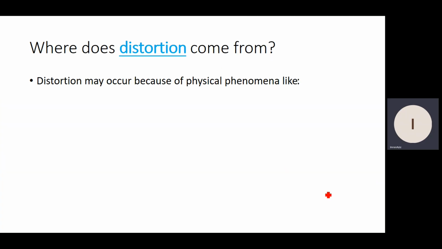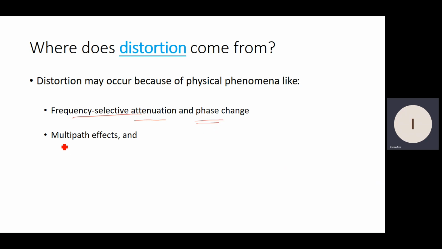So where does the distortion come from? The main reason for distortion is frequency selective attenuation. Different frequency components have different attenuation, and also different frequency components have different phase change. This is the main reason for distortion. And also multi-path effects, where the signal reaches the destination from different paths with different delays, and also Doppler shift, where the signal changes its frequency. So these are the main reasons for distortion.